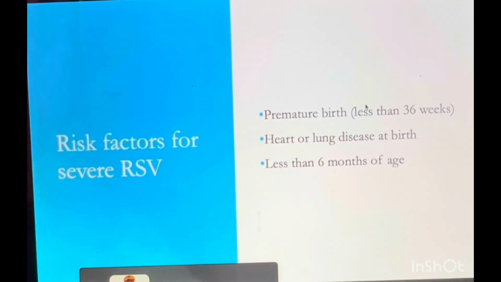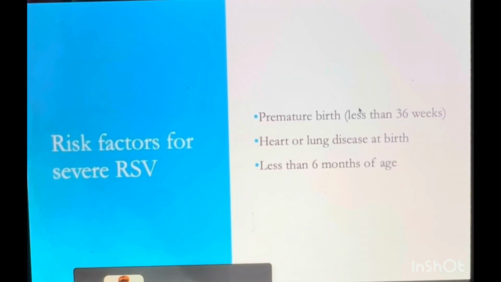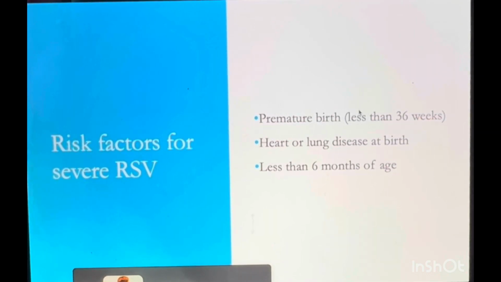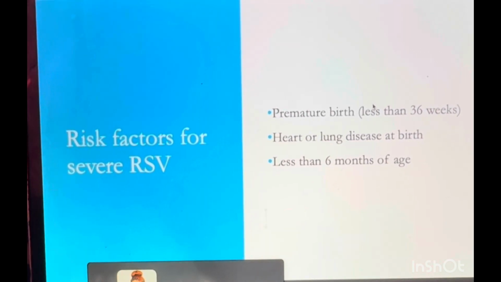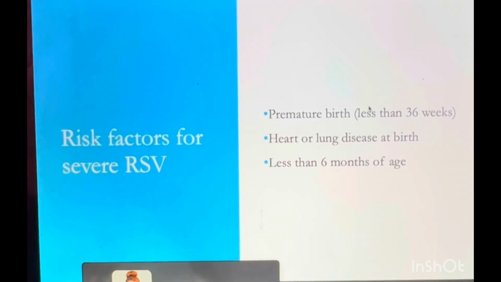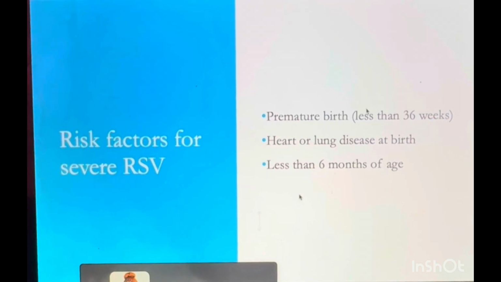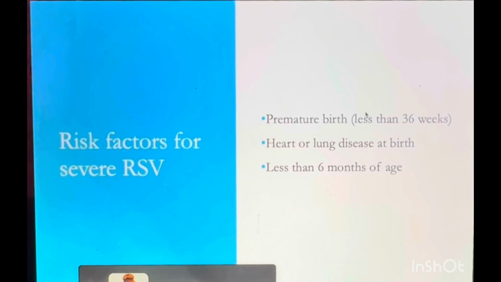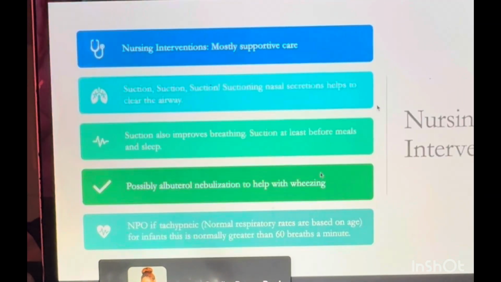Just some risk factors for severe RSV: being premature, heart or lung disease. So all those, tetralogy of Fallot, heart murmurs. Tetralogy of Fallot is one of the bigger heart defects. But a lot of kids with heart murmurs, you'll see a lot of that. VSDs, ASDs, those kids are at more risk for severe RSV. And of course, less than 6 months of age. So the small babies that are born and are less than 6 months during the winter months are at risk for getting pretty bad RSV.